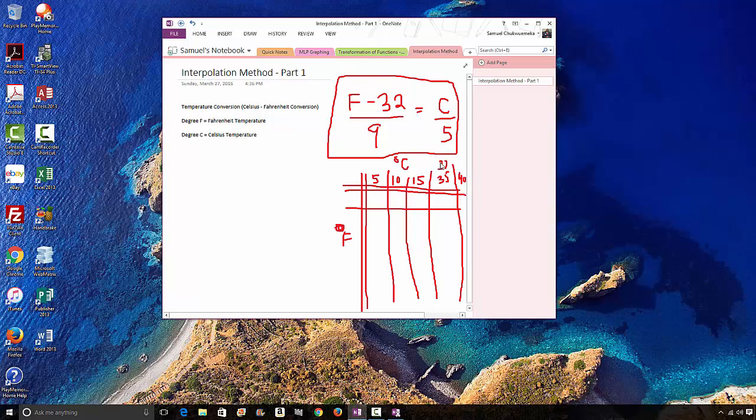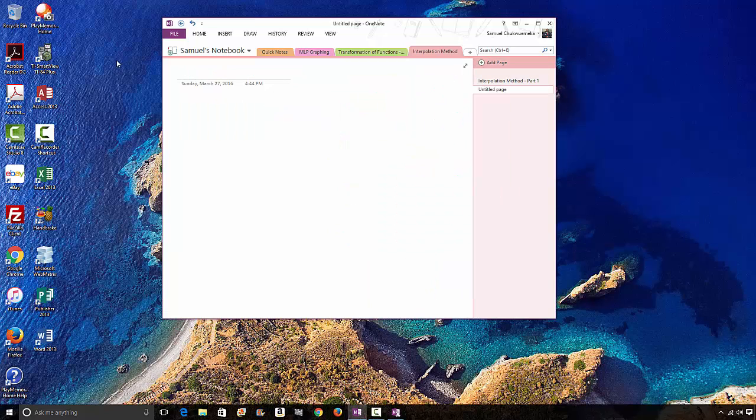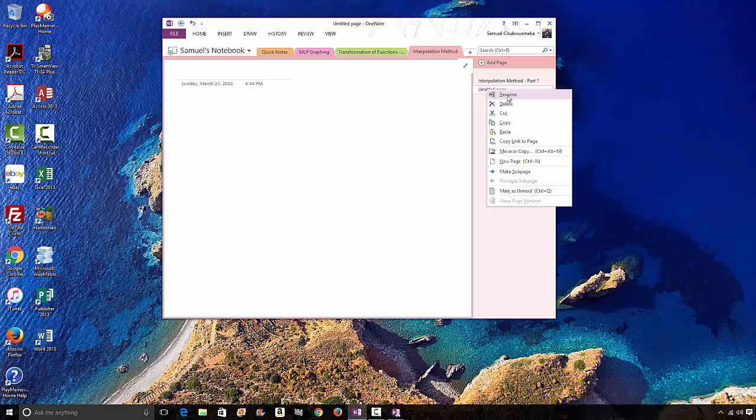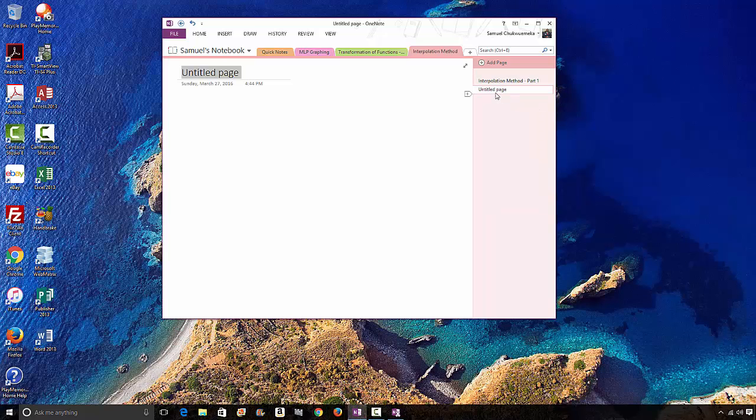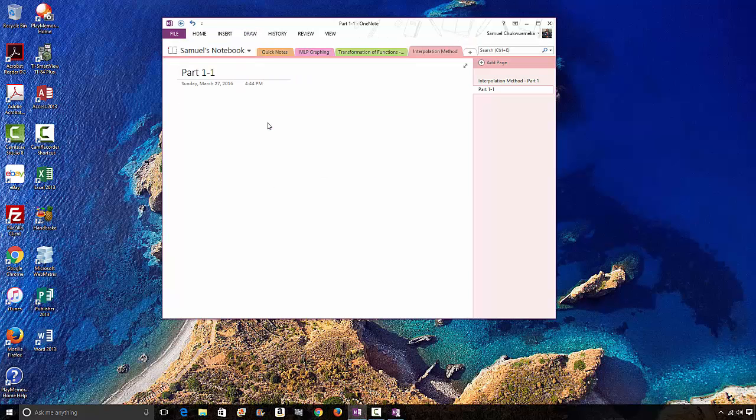So let's say now, let's start with, you have 37 degrees Celsius. How would you find the temperature in Fahrenheit? Okay, so what we are going to do now, I'll add another page, and I'll call this part 1 continued. Part 1-1, how about it? Okay, so let's now do the interpolation.